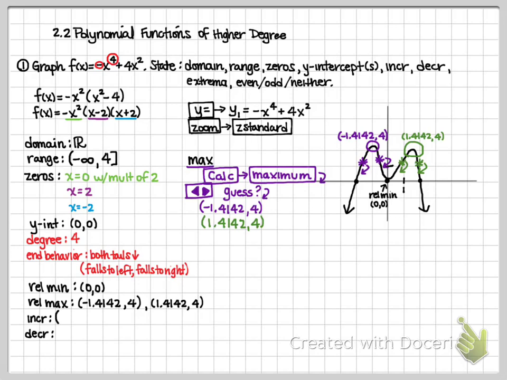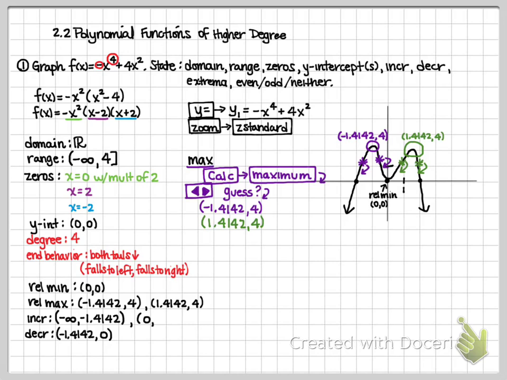So as I come in from the far left, the graph is going up, up, up, up, up until I get to the first relative max, which the x value at that relative max is negative 1.4142. Immediately after that maximum, I'm going down, so now I'm decreasing. Immediately after that maximum, as I approach the minimum, the x at the minimum is 0. Immediately after the minimum, I'm now going up again. So I go back to my increasing.